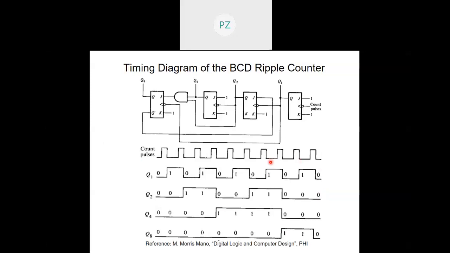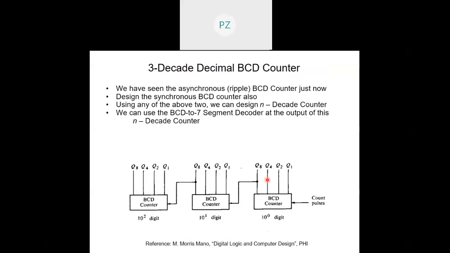Now we can utilize this decade counter in a very nice manner, and we will see what we get in the next slide. We have seen the asynchronous ripple BCD counter just now. We can design the synchronous BCD counter also, that we will do a little later. Using any of the above two, we can design an N decade counter, right?